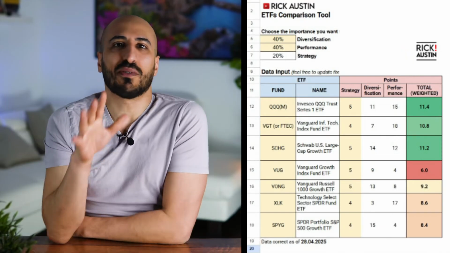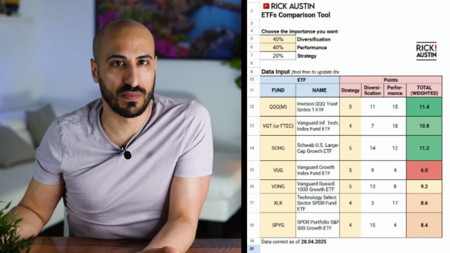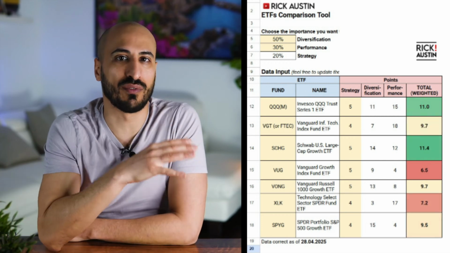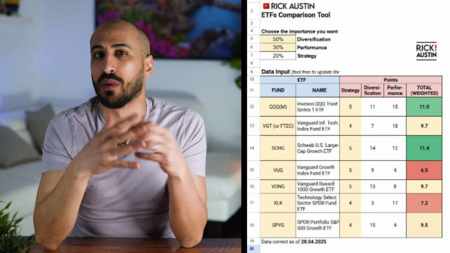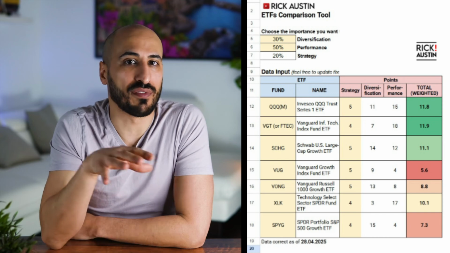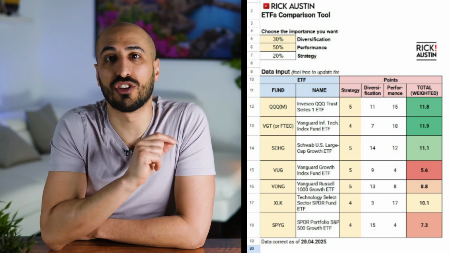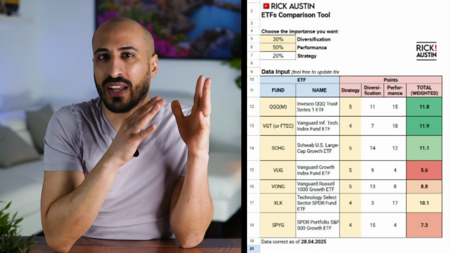To conclude the video, I want to show you what happens if I set more weight on diversification or performance. If I set, for example, 50% on diversification and 30% on performance, the winner becomes SCHG, followed by QQQ. If I do it the other way around, with 30% on diversification and 50% on performance, VGT wins instead. Notice that in all cases, these three ETFs are superior than all others.